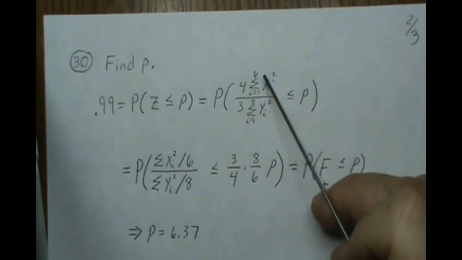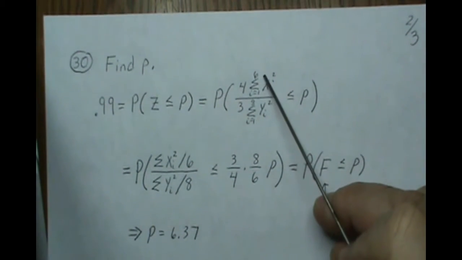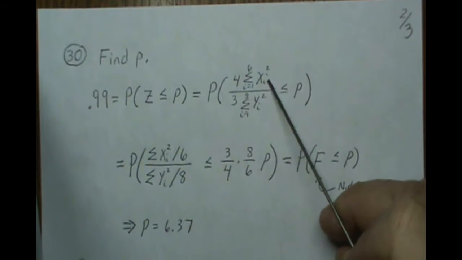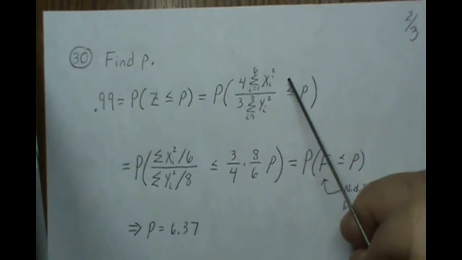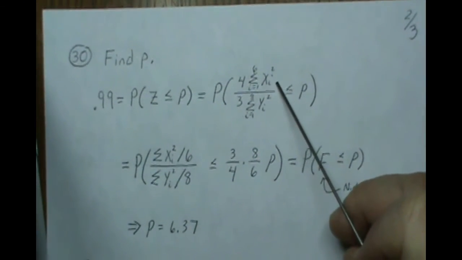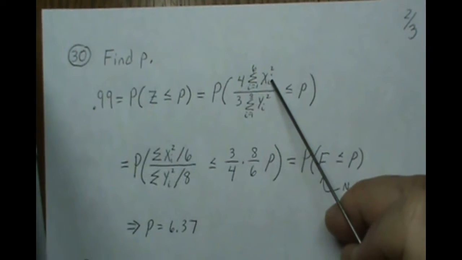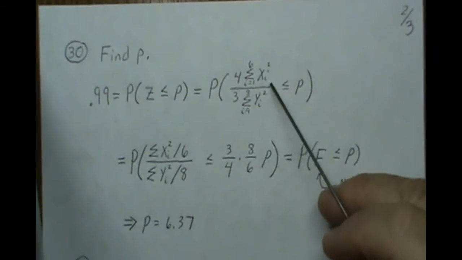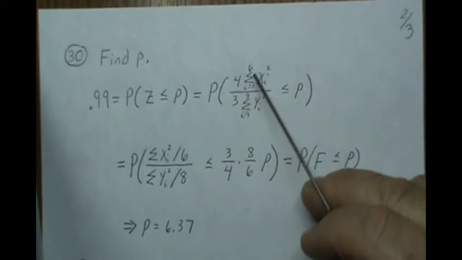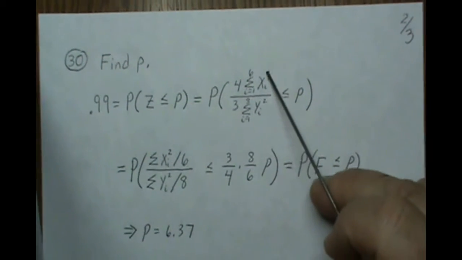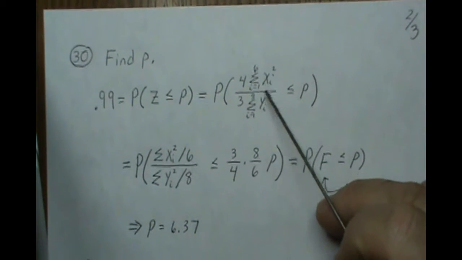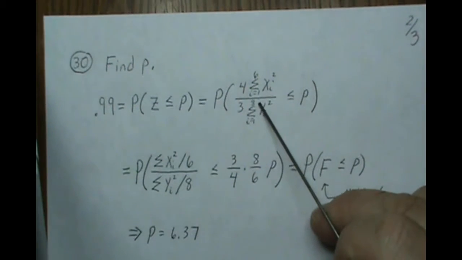Now, what is a common mistake for this problem would be if you take xi minus x bar squared, you lose the degrees of freedom for that x bar. But here we know the mean, and it's 0. So you have to be careful there. So this piece is a chi-square with 6 degrees of freedom, and this piece is a chi-square with 8 degrees of freedom.